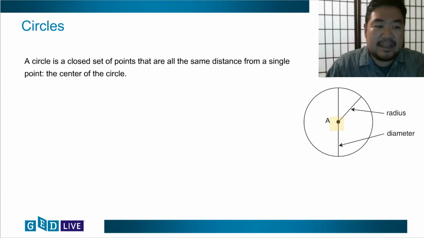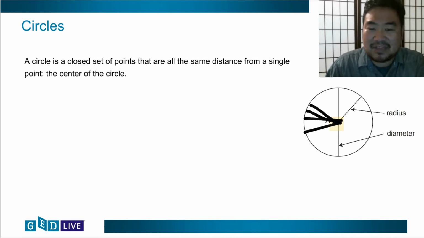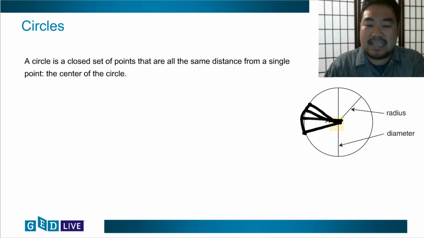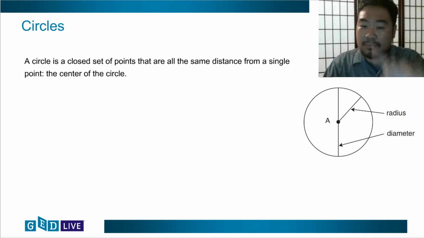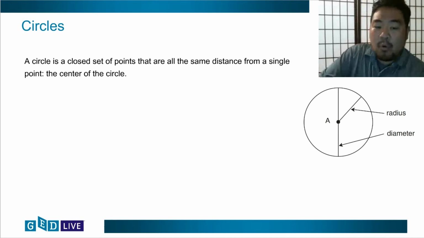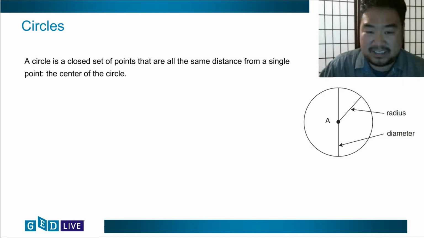And basically, the circle itself is represented by all the points that are the same distance. So if you drew in every single straight line from the center, like this point and this point and this point, and connected all these points, that actually makes the circle. You can see how it goes all the way around the center. So that's what a circle is: all the points that are the same distance from one particular point.